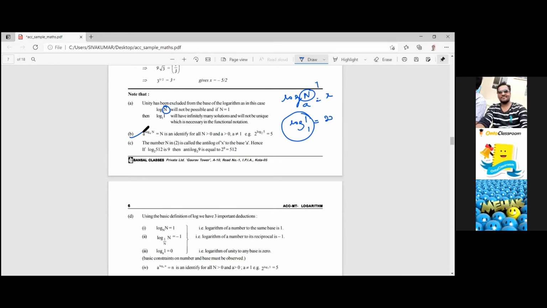And the next note point we are having is a power log n base a is equal to n. So this is also one note point. See, if you take one number, 2 power log 5 base 2 is equal to 5. We have some identity here.